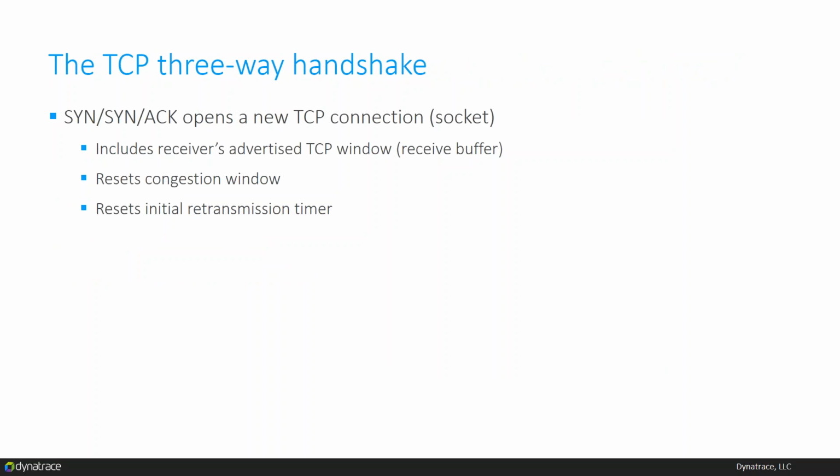So the first is the TCP three-way handshake. Right? It's often referred to by the packet labels SYN/SYN-ACK. It's used to establish a connection to a remote host. It also includes the receiver's advertised TCP window size, which is the buffer that the receiver has available to receive data as it's arriving. It also does 2 other things that we'll talk about in a few minutes. Resets the initial retransmission timer and resets the TCP congestion window.